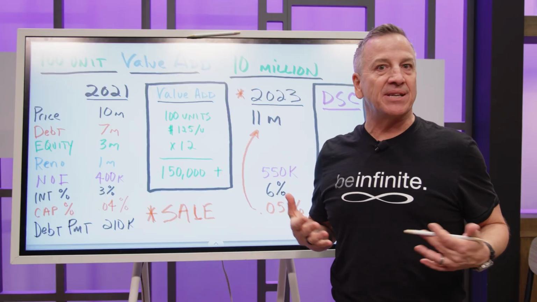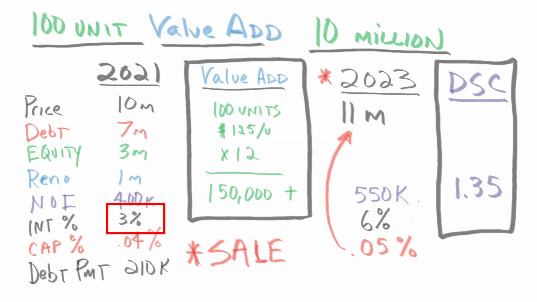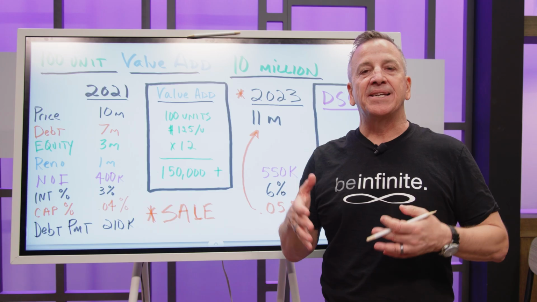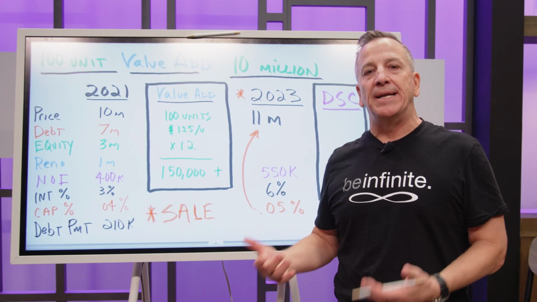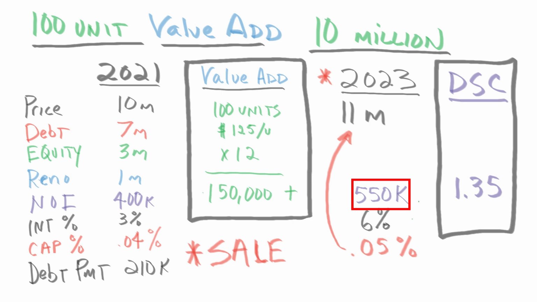For purposes of this video, we're going to assume that in 2021 you had an interest rate of 3% and you've done all your value add, and now you're sitting in 2023 where rates are close to 6%. Now here's the reality. A seller is now looking at your deal, and they're looking at the $550K NOI, but they're also looking at what their payment is going to be.